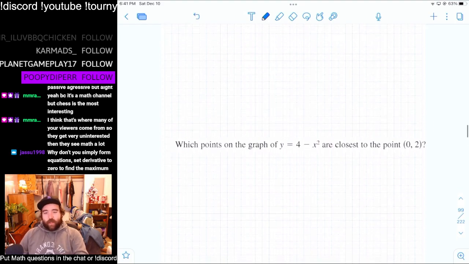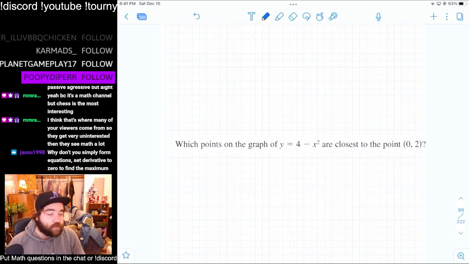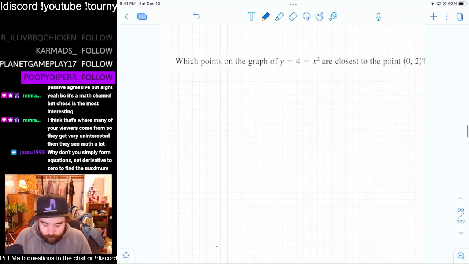Cool. So that's the idea with all of these. We've got to write some equation for what we're trying to minimize or maximize, and then take the derivative of it and set it equal to 0. We're going to do the same thing here. Which points on the graph of f(x) = 4 minus x squared are closest to the point (0, 2)?